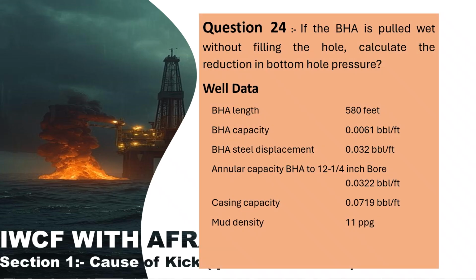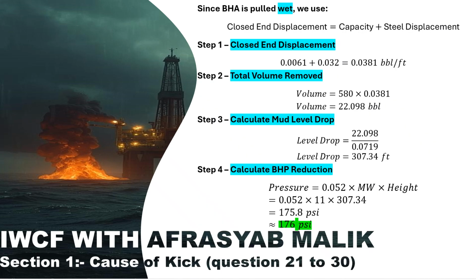In this question, the bottom hole assembly is pulled out wet without filling the hole. Well data is given. To solve this question, we will go step by step to find the correct answer. Follow this easy method along with me, and as we complete the calculation step by step, you will see that the reduction in bottom hole pressure is 176 psi.